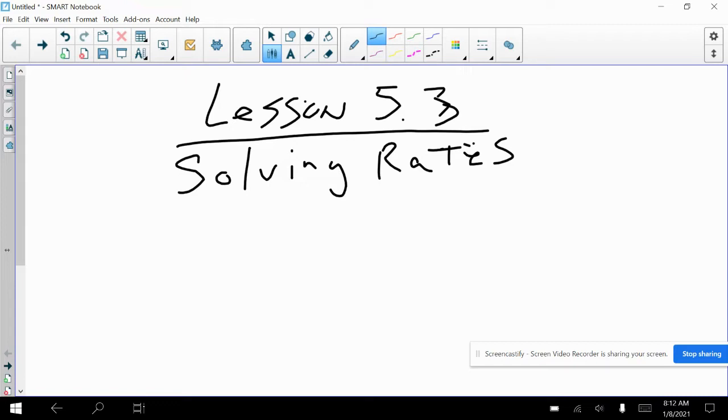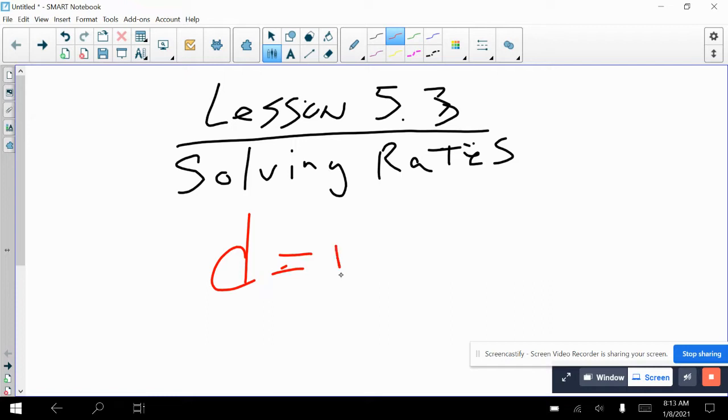This isn't extremely difficult, but sometimes the questions can have multiple steps, and it gets a little interesting. There is a formula that you have to know. I don't know if you've dealt with this in science or not, but you need to write this down. That would be the distance formula. Distance is equal to rate times time. D is equal to RT.